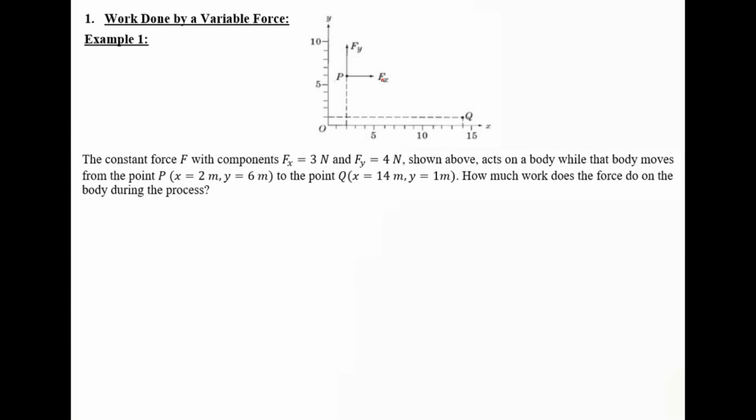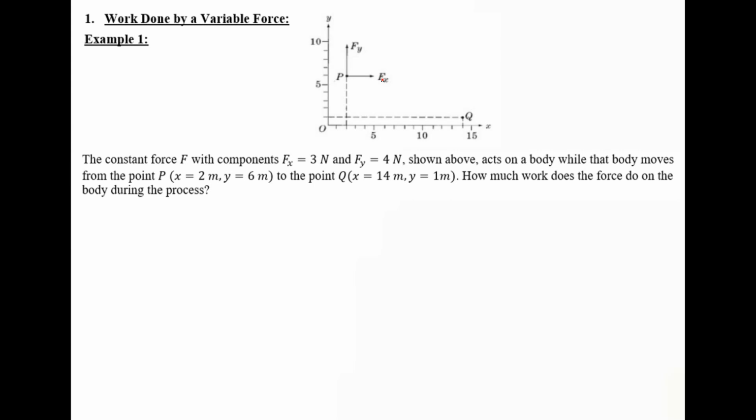Example 1, the constant force F with components Fx is 3 newtons and Fy is 4 newtons shown above acts on a body while that body moves from the point P to the point Q, given by the corresponding coordinates. How much work does the force do on the body during the process?